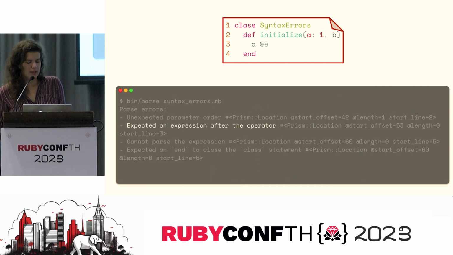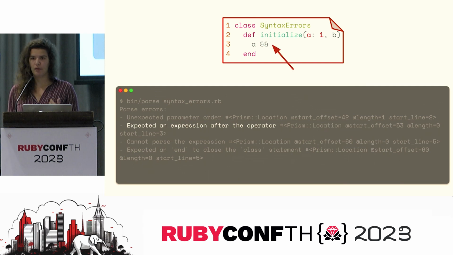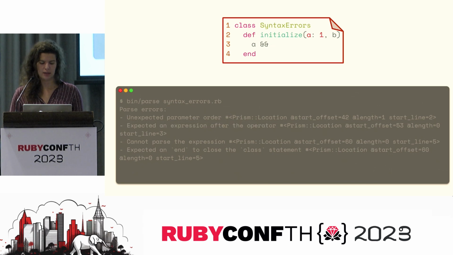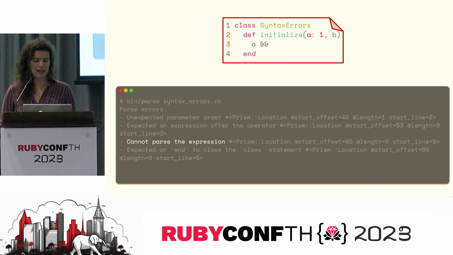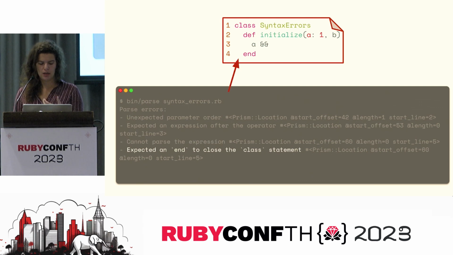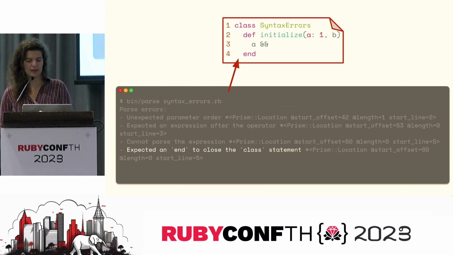The next error it's pointing to, it's saying expected an expression after the operator, and it's pointing me right here. Great, I know what's happening. It expected an expression and there was no expression. And note, it's not telling me expected a number or a string or something like that. It's an expression because it could have been any of those things. It's saying it can't parse the expression, right, because it expected something else. And then finally, it's saying expected an end to close the class statement, which is exactly this example of error tolerance, that it's made its way through all of this and is now telling me about the end that it's missing specifically for the class statement.